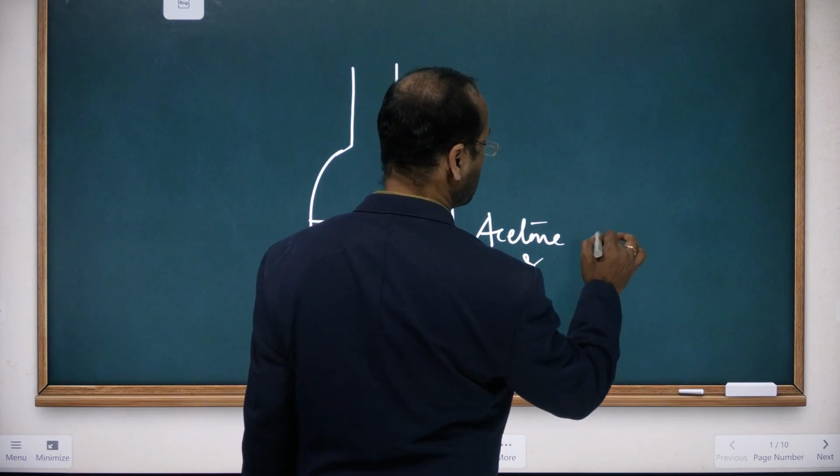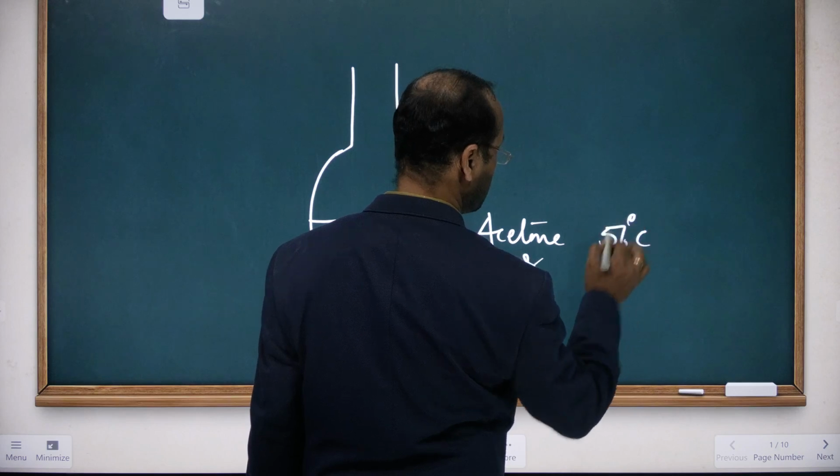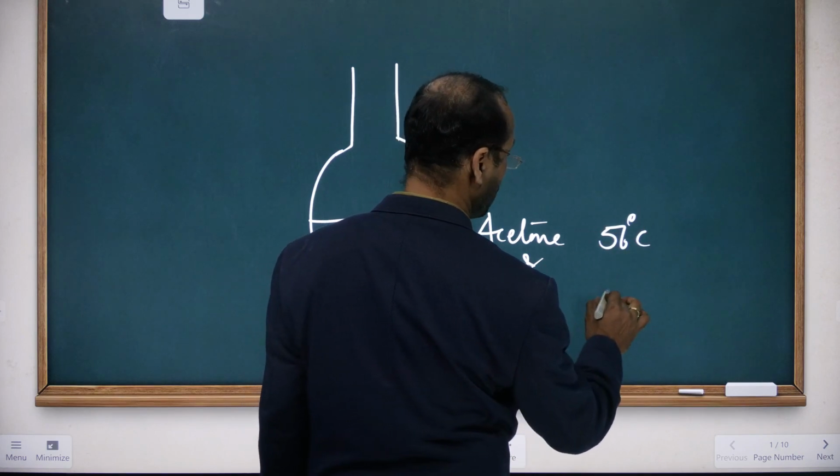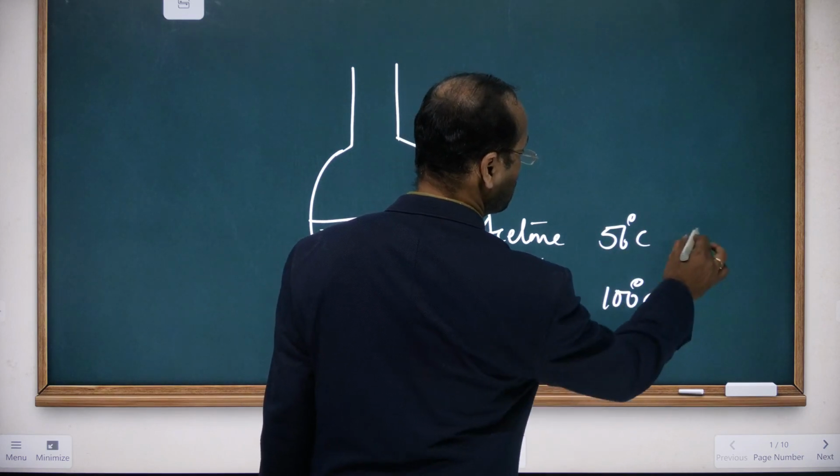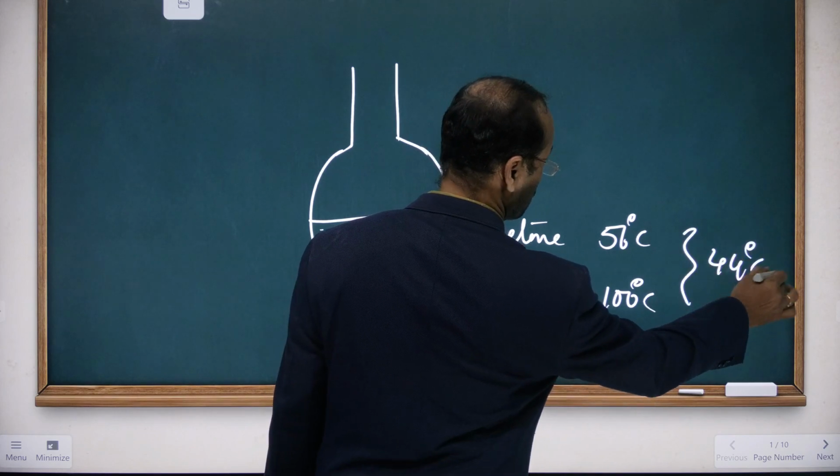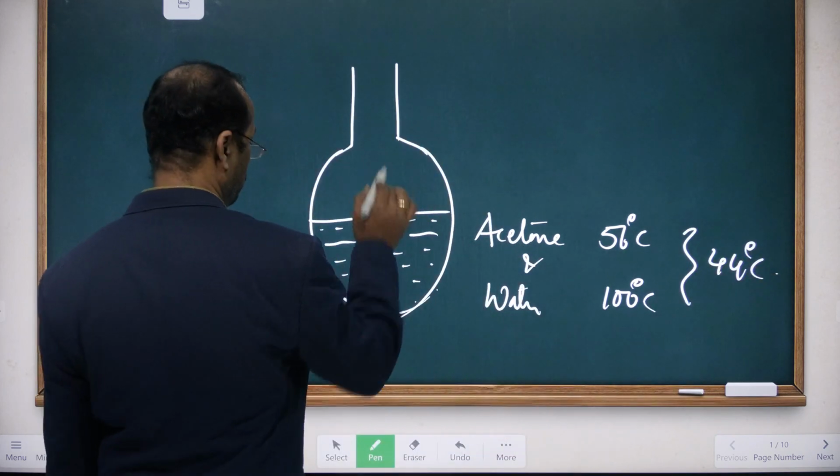So acetone, what is the boiling point? I say 56 degrees approximately, and water is 100 degrees. So the difference is how much? The difference is 44 degrees Celsius, right? Now in this, what do we do?